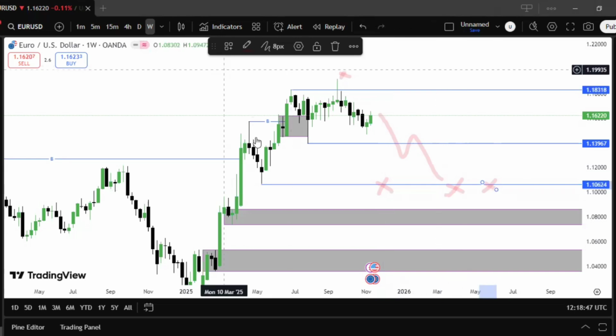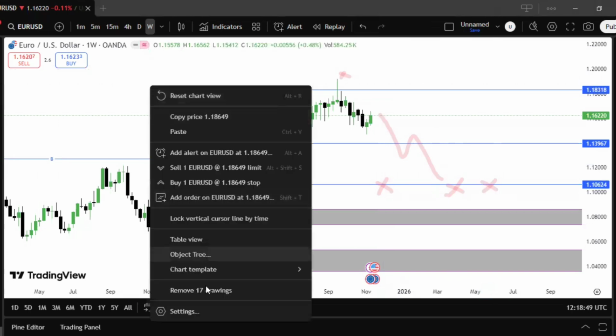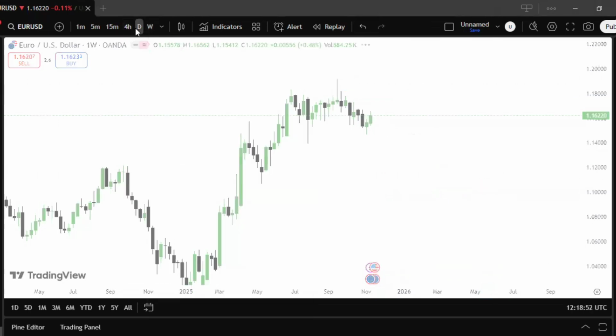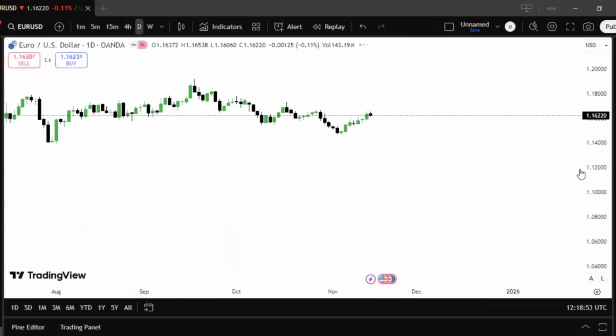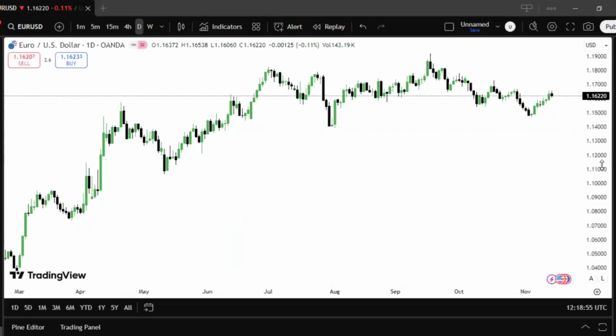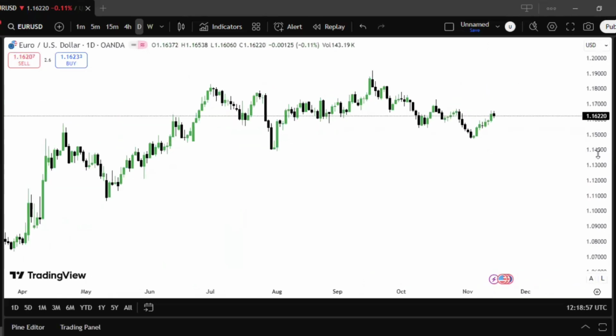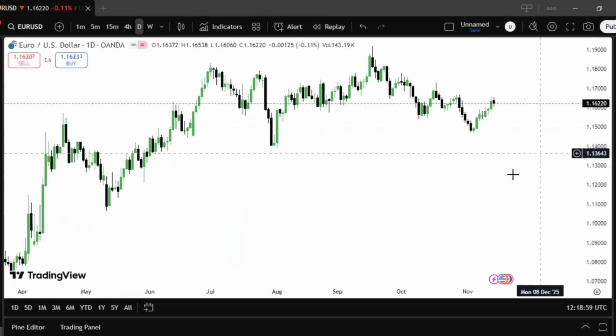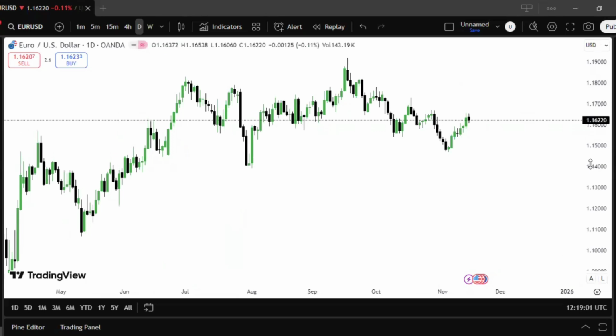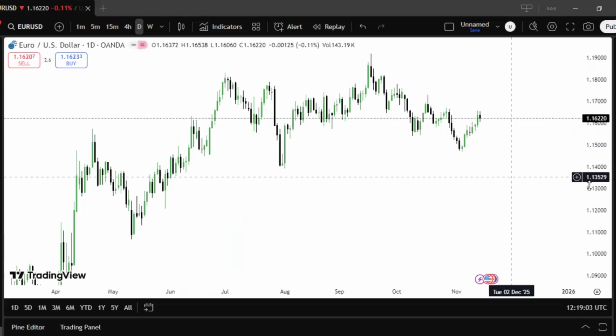So I'm going to remove everything and go to daily. So here we are on daily. Like what I said, we failed to break out. We just swept the liquidity on daily. So now we are on weekly, I mean, so now we are on daily. What do we see on daily?